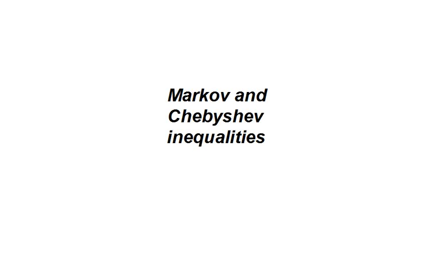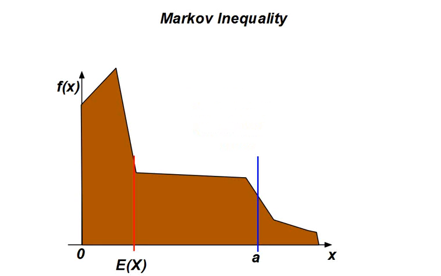Markov and Chebyshev inequality. These are two inequalities that help us bound the probability of some unlikely events that we would like to not happen.